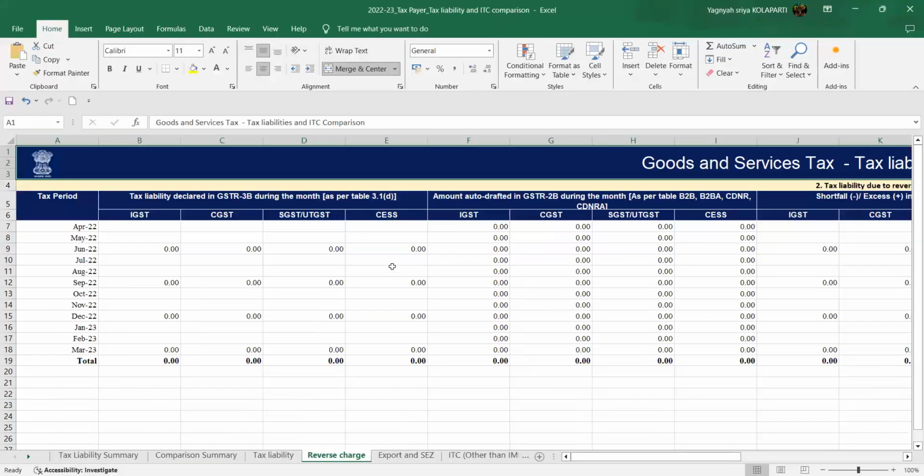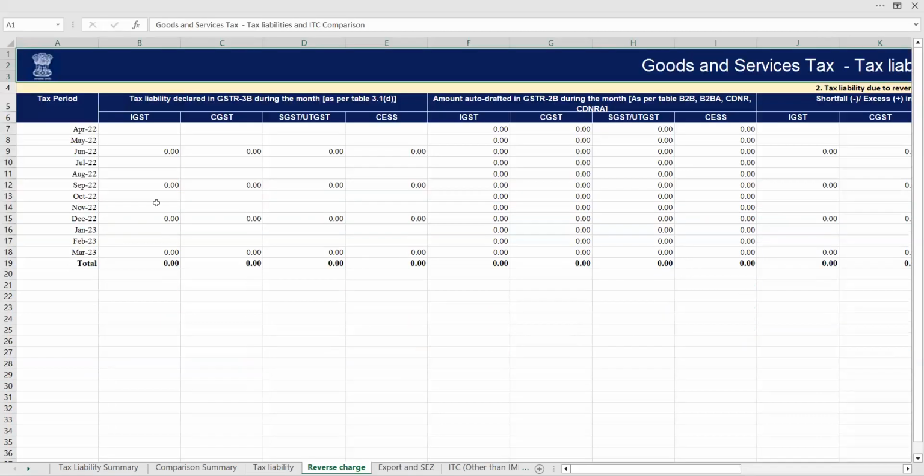Now you are able to see this new sheet which I have. Yes, sir. Now, if you see here, there are various tabs. This is what I was telling you: tax liabilities and ITC comparison. You will get it in the returns tab, with the same name. Tax liabilities and ITC comparison will give you complete information on what the taxpayer has done during the period.